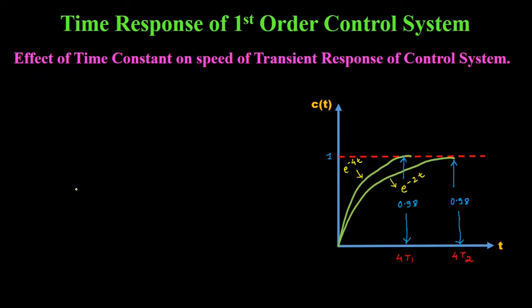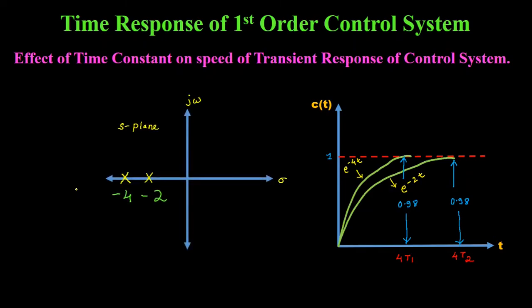Now we draw the pole zero plot for these two systems. This is the pole zero plot. Here we can see that the pole for the e to the power minus 2t system is equal to minus 2, and the pole for the e to the power minus 4t system is minus 4. Thus the location of poles affects the transient behavior of the system.